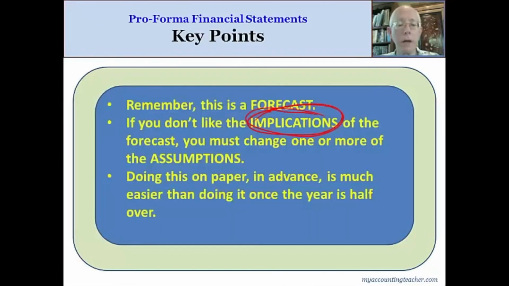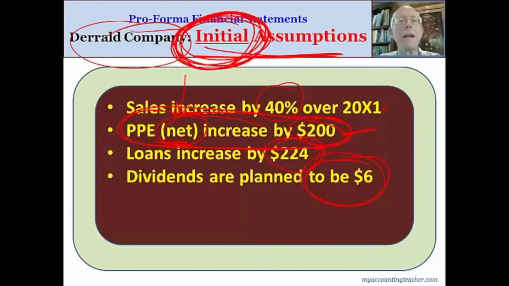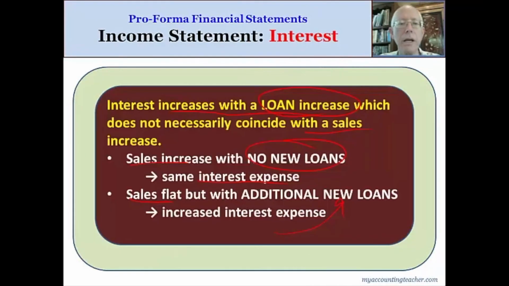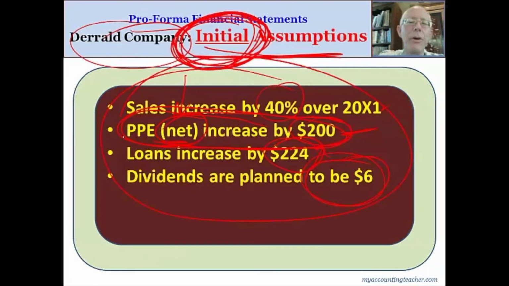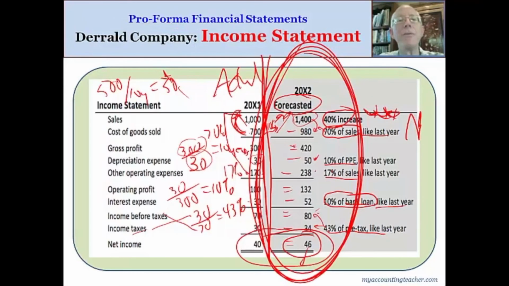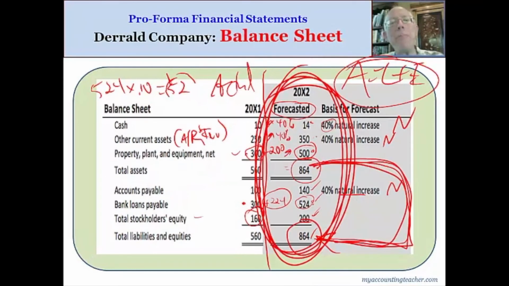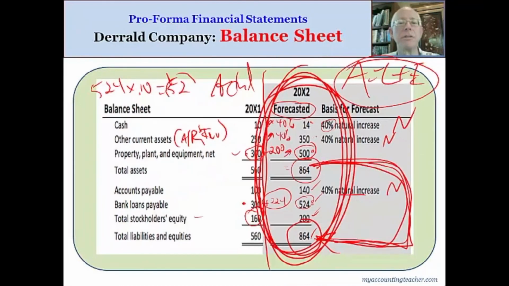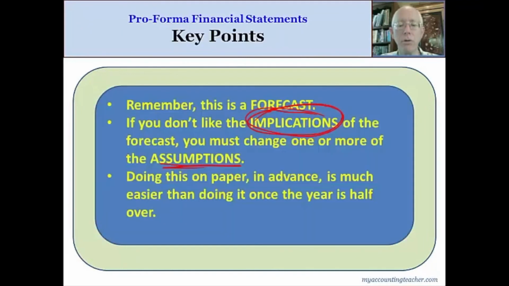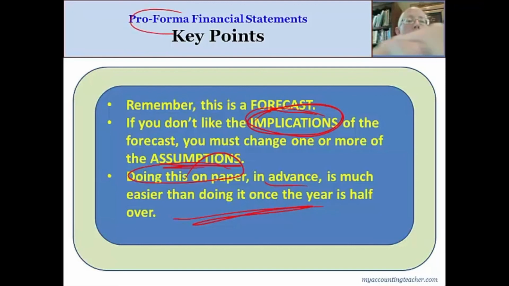Okay, well, if you don't like the implications of the forecast, you got to change one or more of the assumptions, because let's go back. See those simple assumptions right there? With those 4 assumptions, you can't avoid that income statement and that balance sheet. If you don't like that income statement and that balance sheet, you got to change one of these assumptions. That's why we do this whole thing. That's why doing this on paper in advance, it's a lot easier to change things before you ever start than halfway through the year. That's why we construct pro forma financial statements.